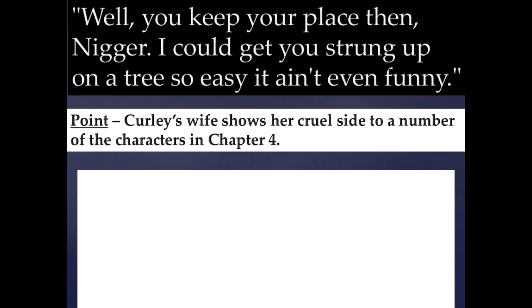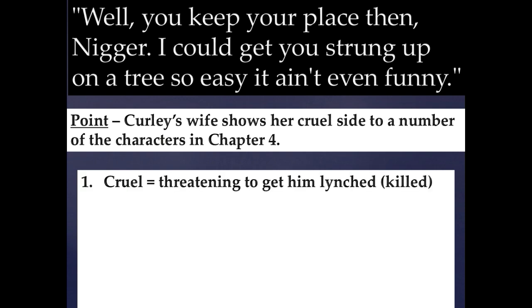So like I said before, the first part of the explanation is just saying why that quote proves she's cruel. And basically it's cruel because she's threatening to get him lynched and killed. So she's saying to Crooks, if you don't keep your mouth shut, keep your place, I will get you killed. So it's a pretty horrendous thing to say to someone. So how do we improve this?